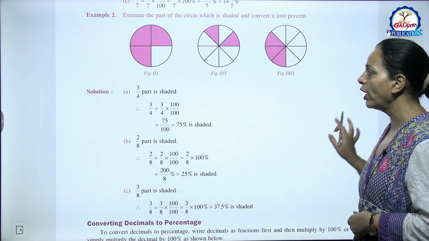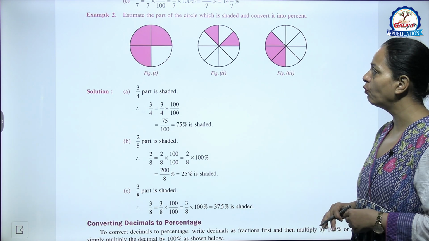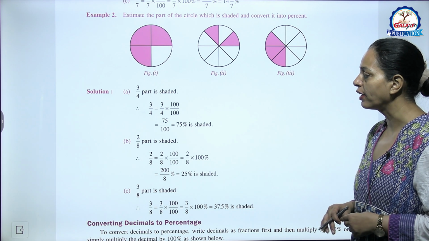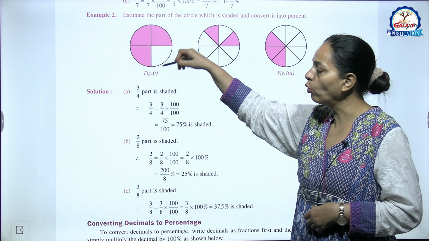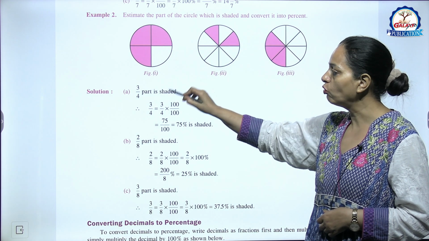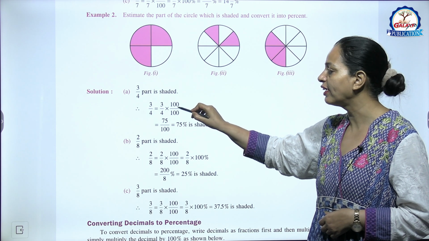Now example 2, estimate the part of the circle which is shaded and convert it into percent. See figure 1. इसमें आप देख सकते हैं 4 equal parts, 3 are shaded, so the fraction is 3 by 4. So 3 by 4 into 100 कर दें, that is what?